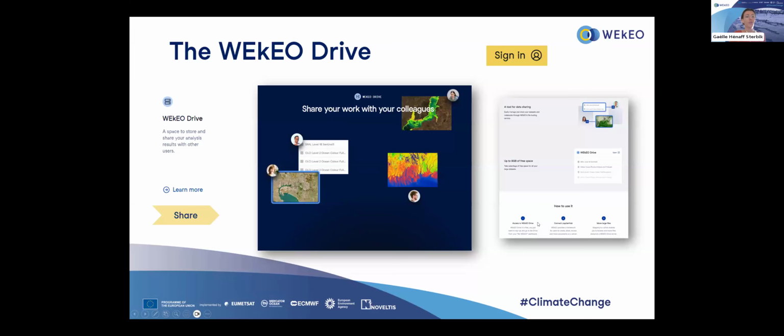You also have the WEkEO Drive, which provides registered users with secure online storage to save, manage, and share their work directly within the platform. And this feature supports seamless collaboration and easy access to files used or generated in the WEkEO workspace.